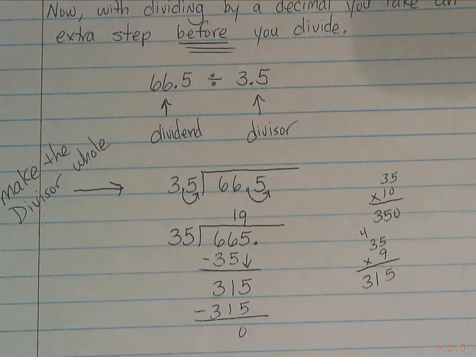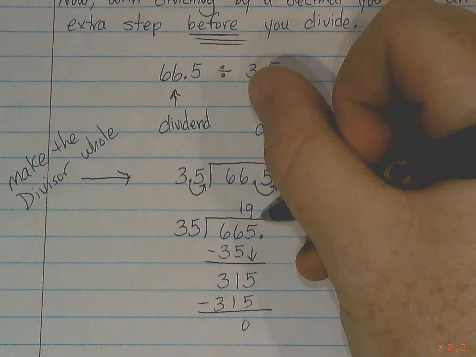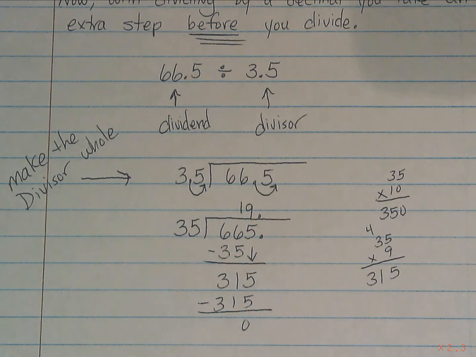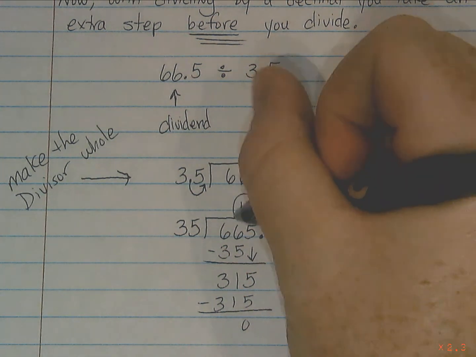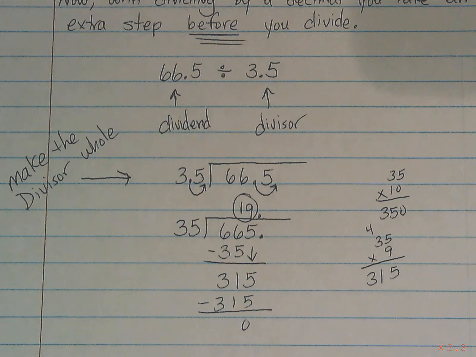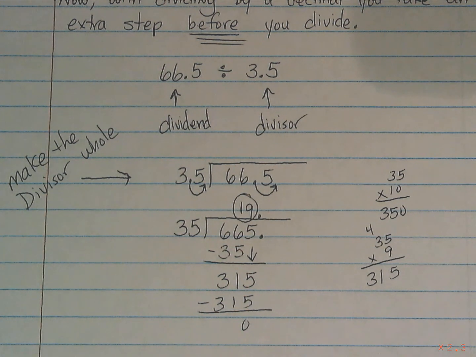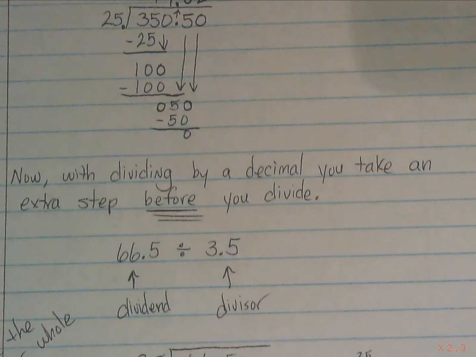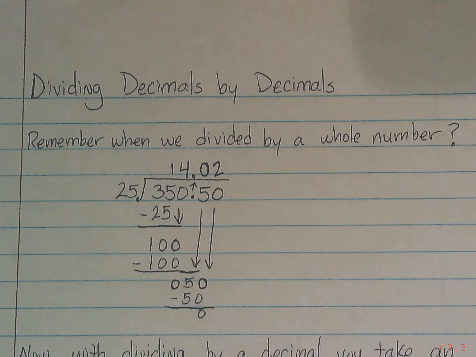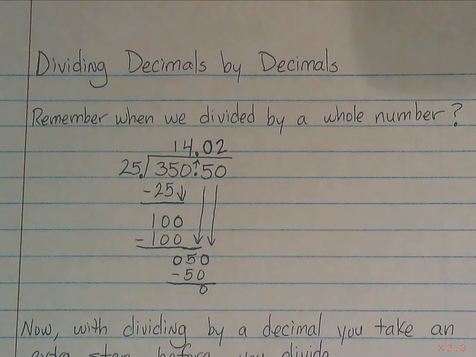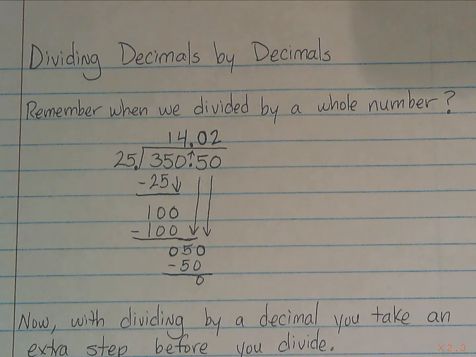There's nothing else we need to do. Obviously, this is a whole number. The decimal goes straight up. So our answer is going to be 19. Okay. I'll do a few more examples, but this is just a good start to get into dividing decimals by decimals.